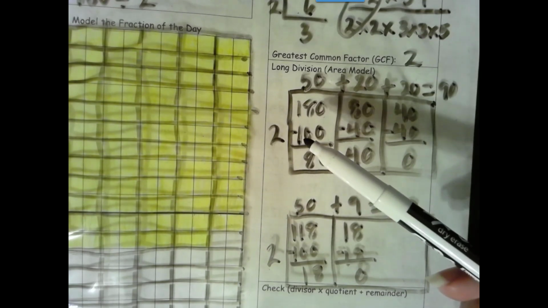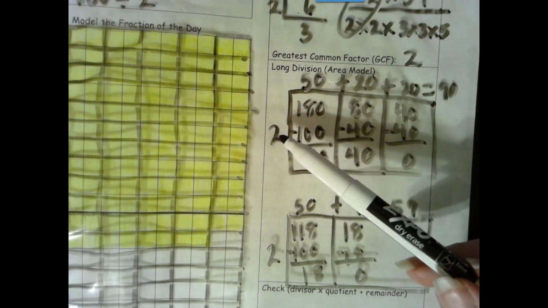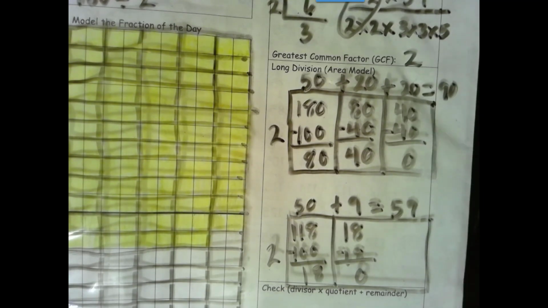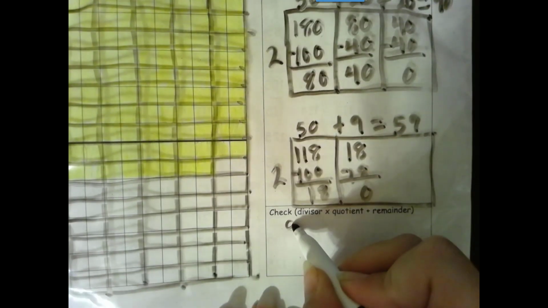So the inverse of dividing is multiplying. So divisor times quotient. And then the inverse of subtracting is adding, plus your remainder. Divisor times quotient plus remainder. Since our remainder is 0 for both, and the identity property of addition says when you add 0 it stays the same, we don't need to add 0. 2 groups of 0 is 0.